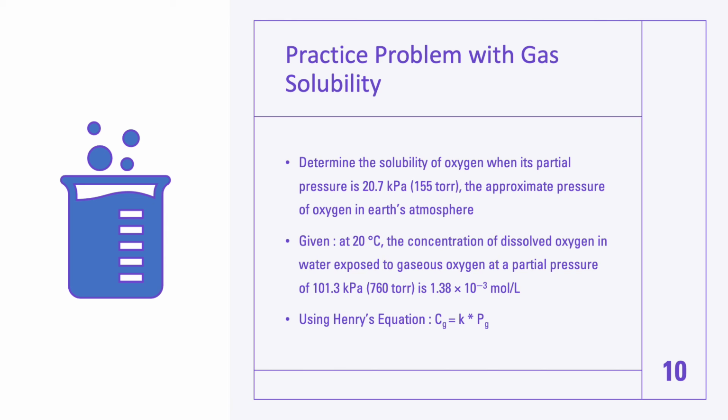Now we are going to take a look at a gas solubility practice problem. We're going to look at one of the more common gas solubility problems. Our question is: determine the solubility of oxygen when its partial pressure is 20.7 kilopascals, the approximate pressure of oxygen in Earth's atmosphere. What we're given is that at 20 degrees, the concentration of dissolved oxygen in water exposed to gaseous oxygen at a partial pressure of 101.3 kilopascals is 1.38 times 10 to the negative 3 mole per liter. We're going to use Henry's equation, Cg equals K times Pg, in order to find the answer.